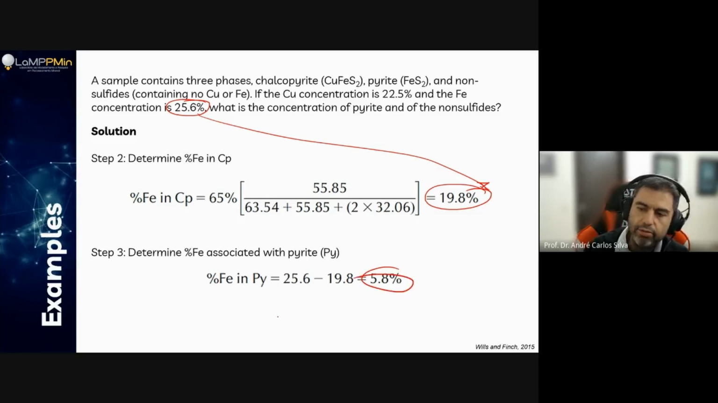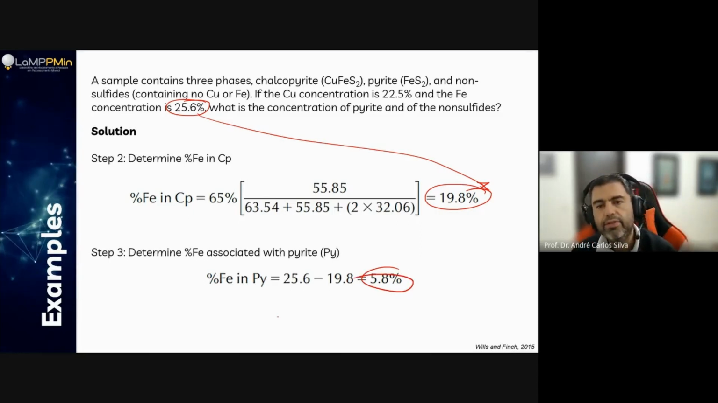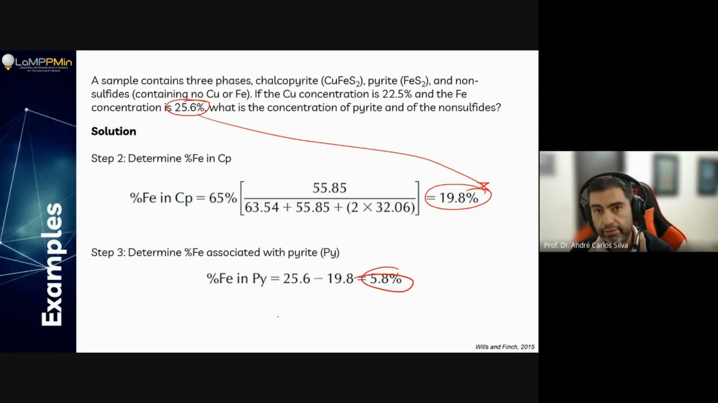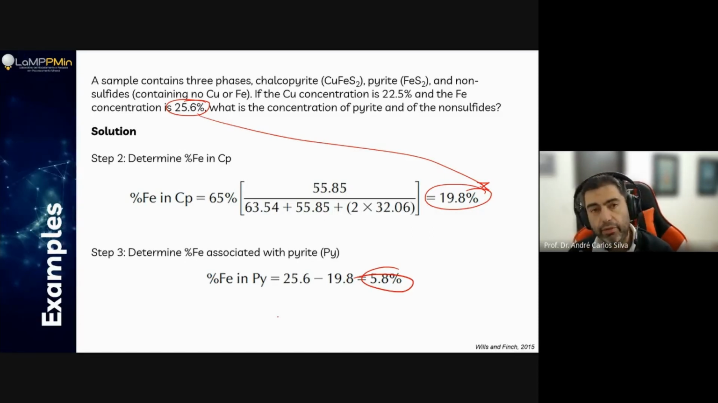5.8% of my iron is on the pyrite. So if I made the same calculations again, I can come back now to the amount of pyrite I have, and then we can estimate something quite nice. If I have the sulfur content, I could try to close these calculations and even evaluate my error.